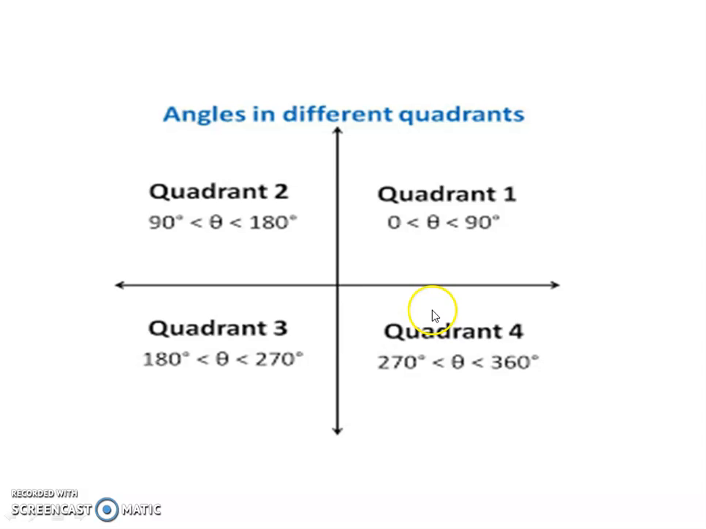Using trigonometric tables. What exactly are trigonometric tables? Before going to the trigonometric table, we must know about the quadrants. X and y axes are given. In the first quadrant, the angle lies between 0 and 90. In the second quadrant, 90 less than theta less than 180. Third quadrant, 180 less than theta less than 270. And quadrant 4, 270 less than theta less than 360.